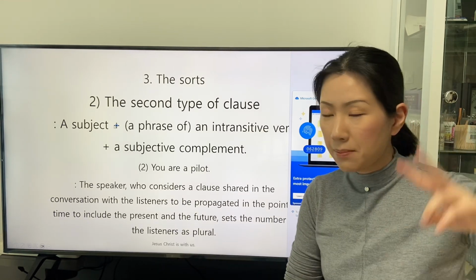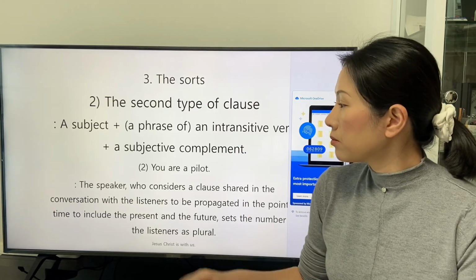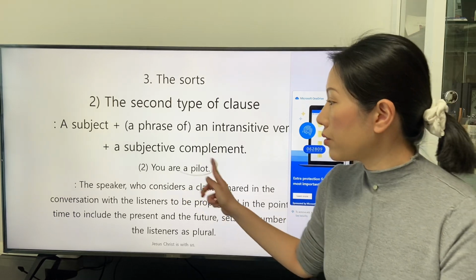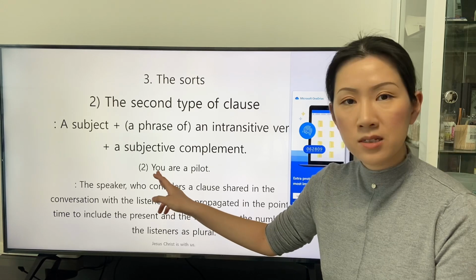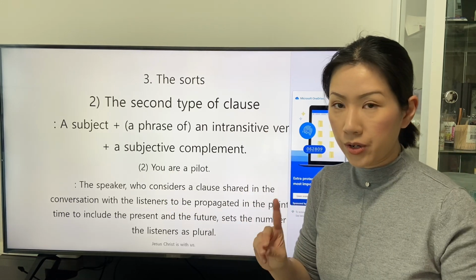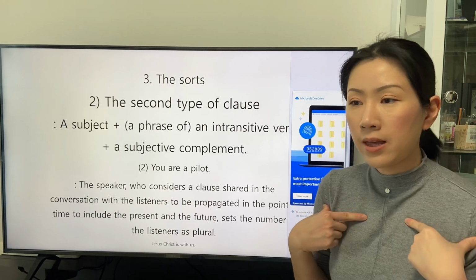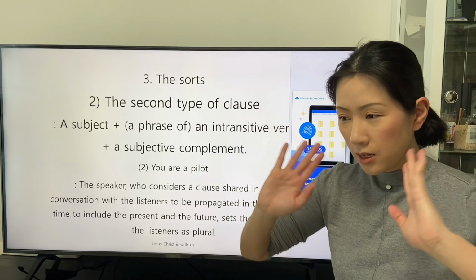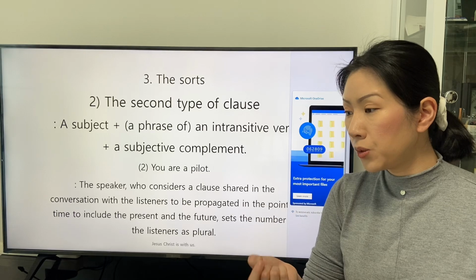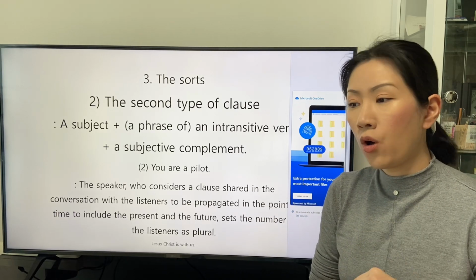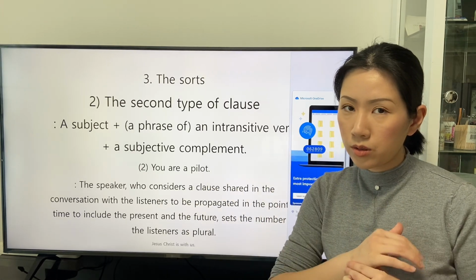There is the second example for the second type of clause. You are a pilot. In this clause, the subjective complement a pilot defines the listener. So we can understand that the subjective complement can describe the subject in a way to define the subject.